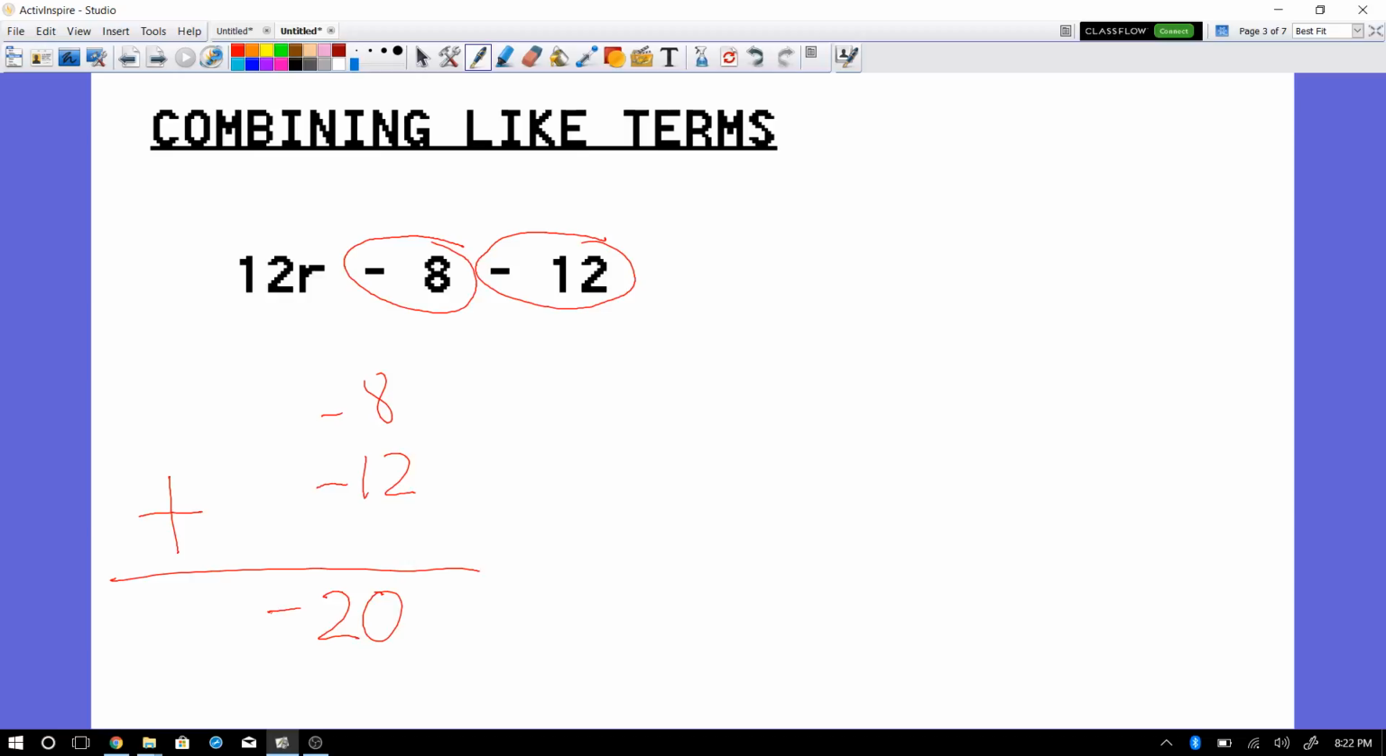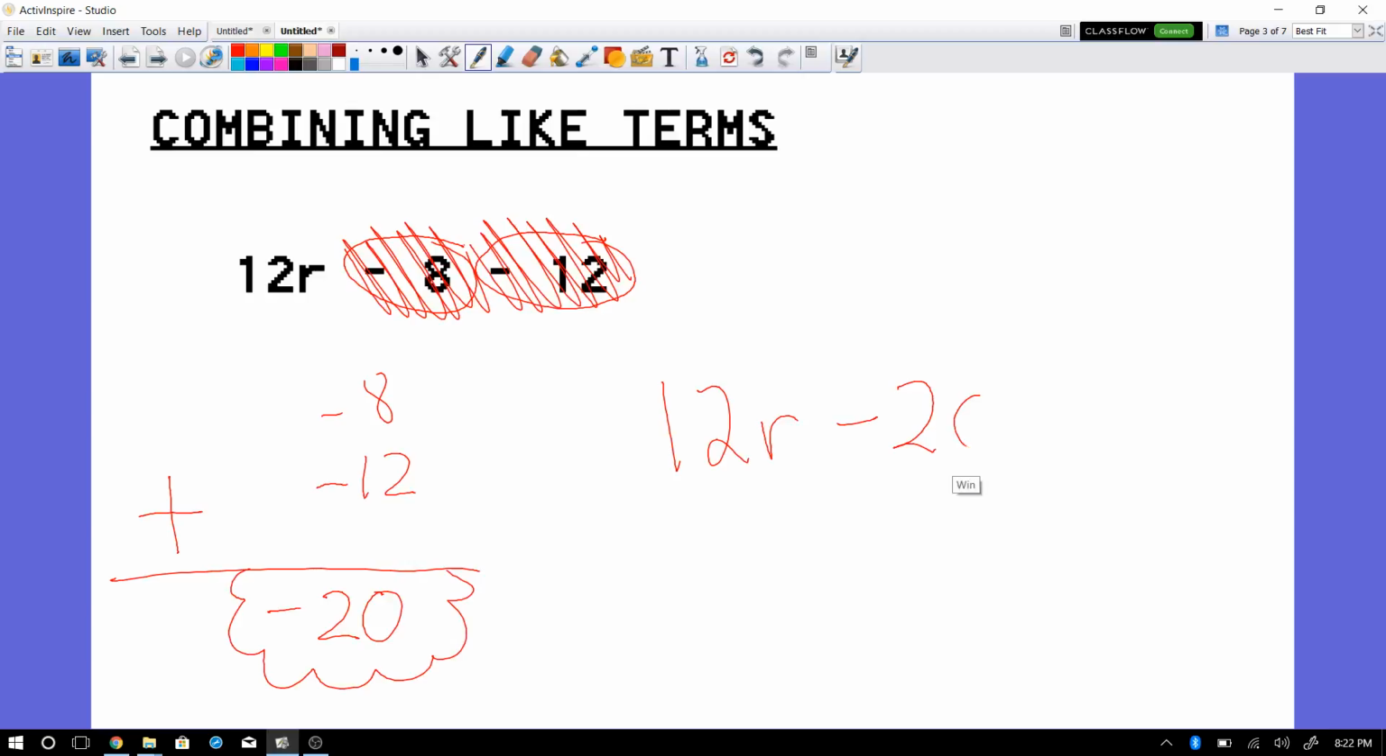So one part of this is rewriting the problem with stuff that wasn't used. After I use it, I'm going to mark it out. That way I can see what I have left over. 12R. So all I'm going to do is write 12R. It was at the front. I'm going to keep it at the front. I'm going to write the answer that I got, negative 20, right next to it. There we go.